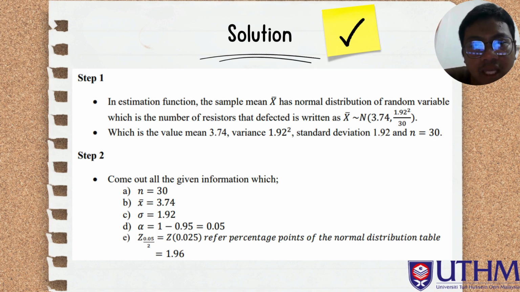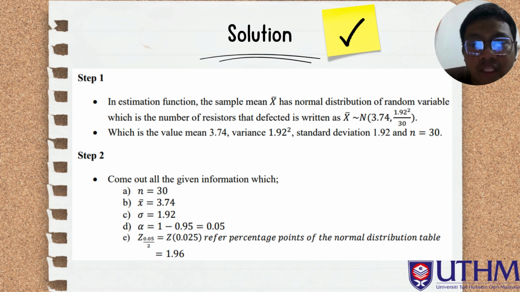Estimation: n, with 3.74 as the mean and 1.92 as the variance, over 30, which is the sample. The mean is 3.74, the variance is 1.92 squared, the standard deviation is 1.92, and n equals 30.